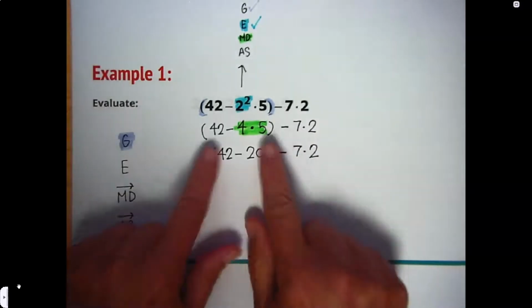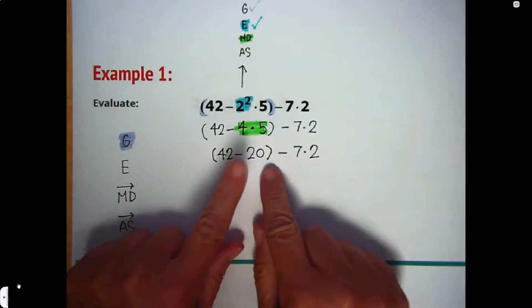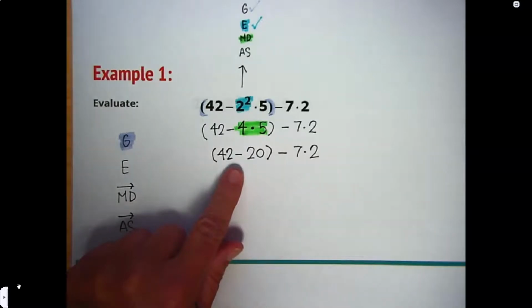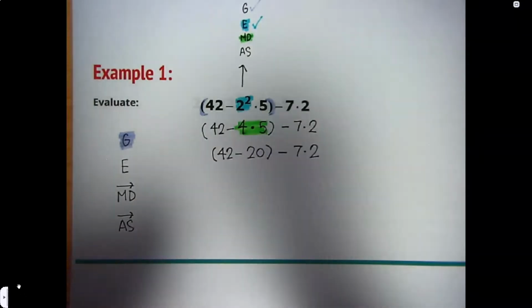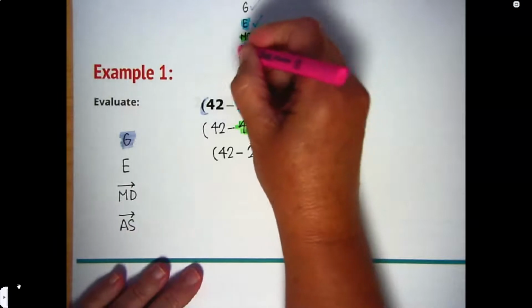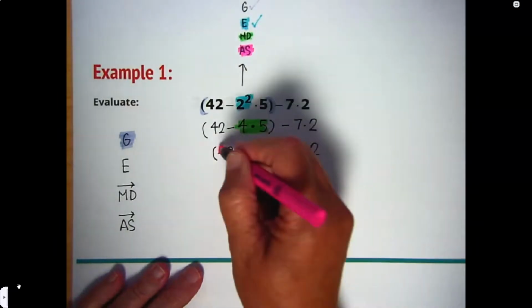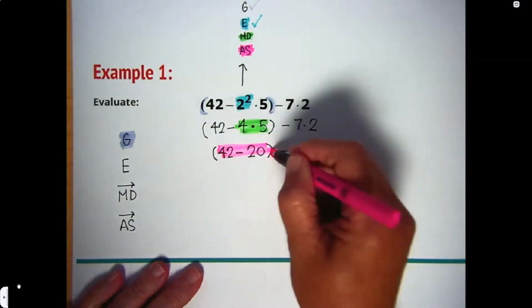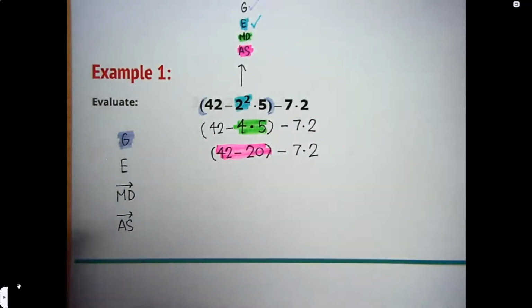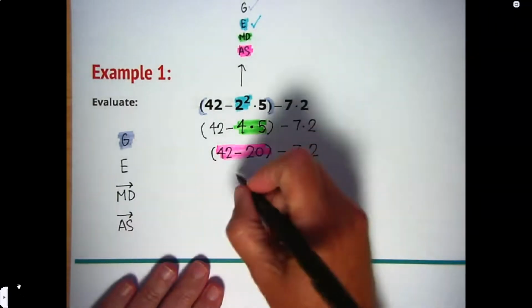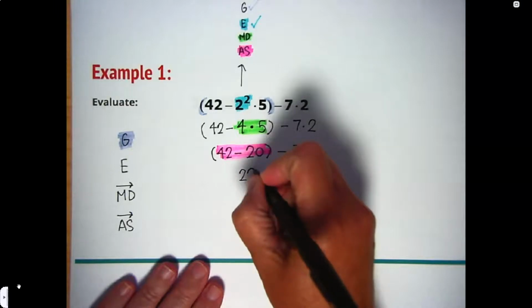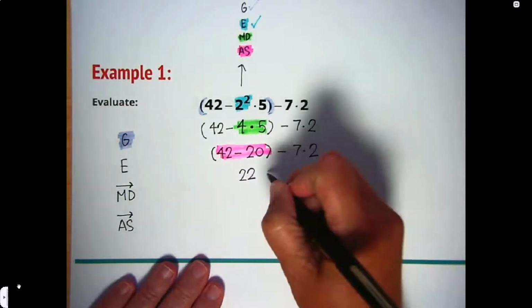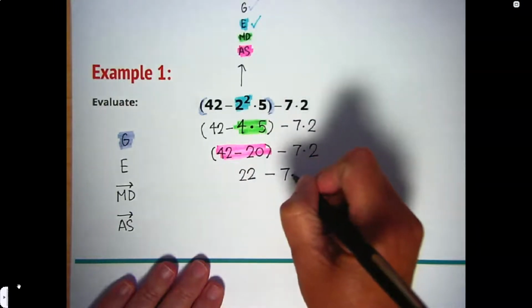All right, now notice my grouping symbols are definitely getting simpler, but there's still one more thing to do in there. So I'm going to do adding or subtracting. And inside these grouping symbols, I have subtracting. 42 minus 20 is 22. And then I've got minus 7 times 2.